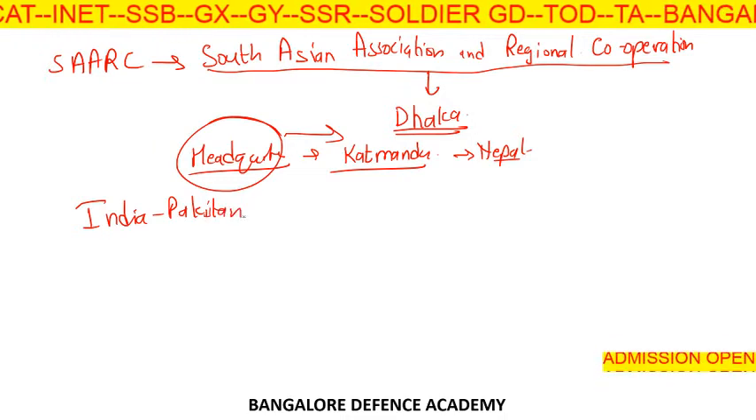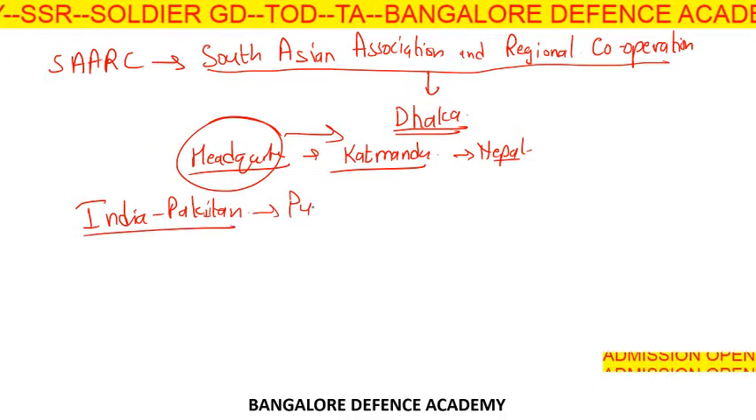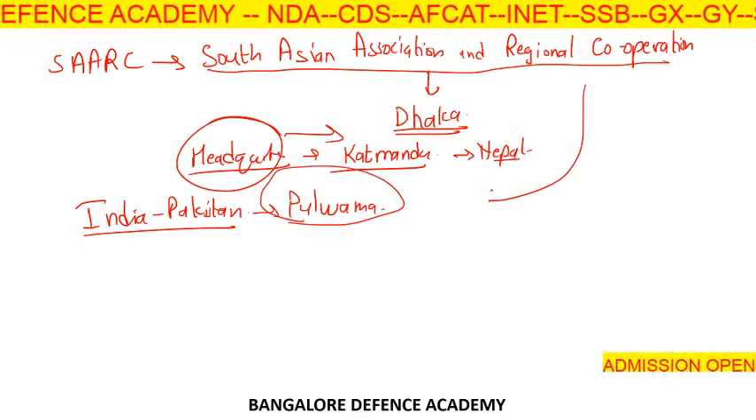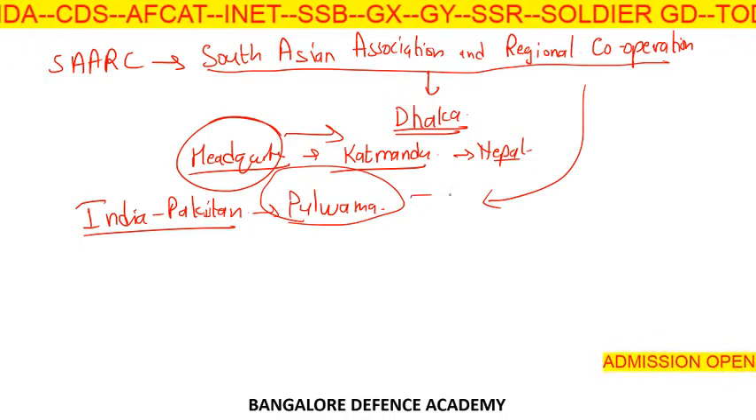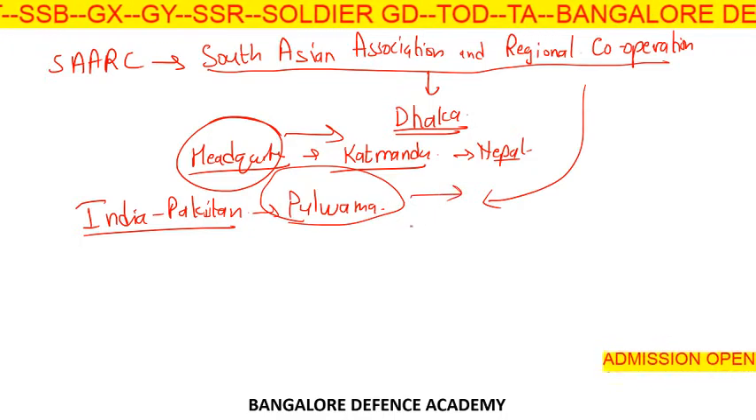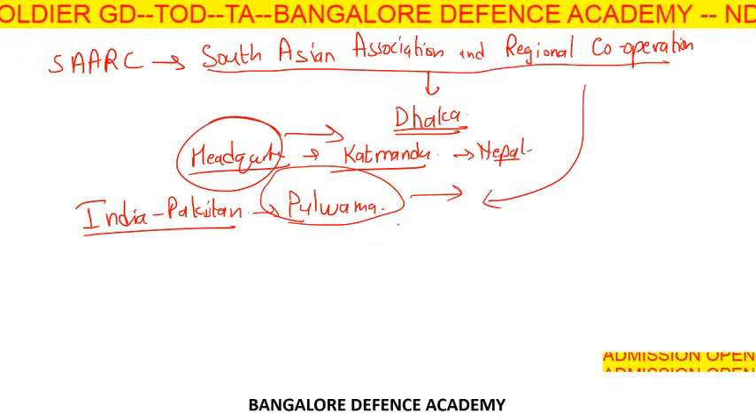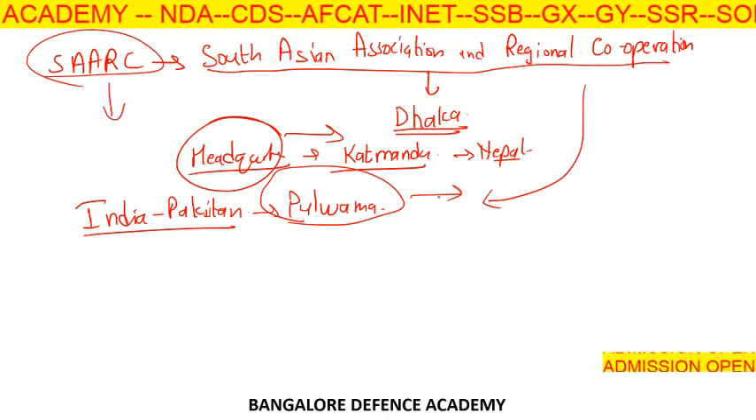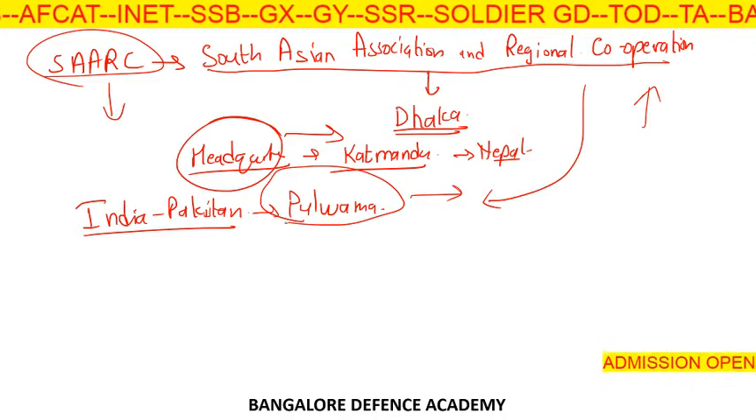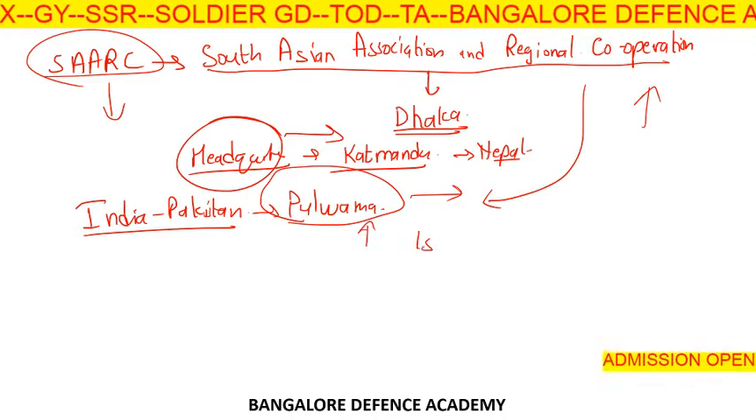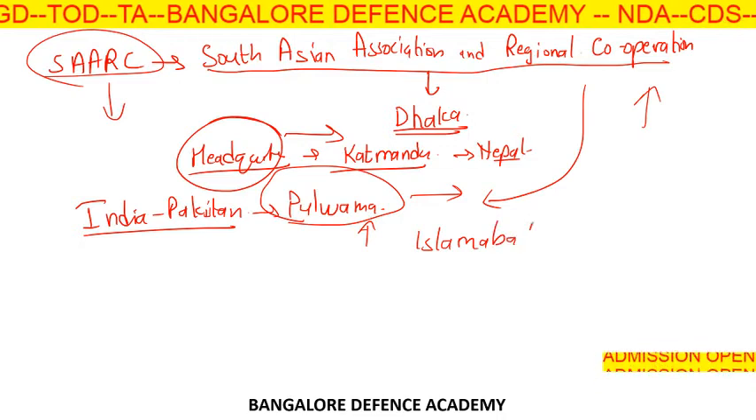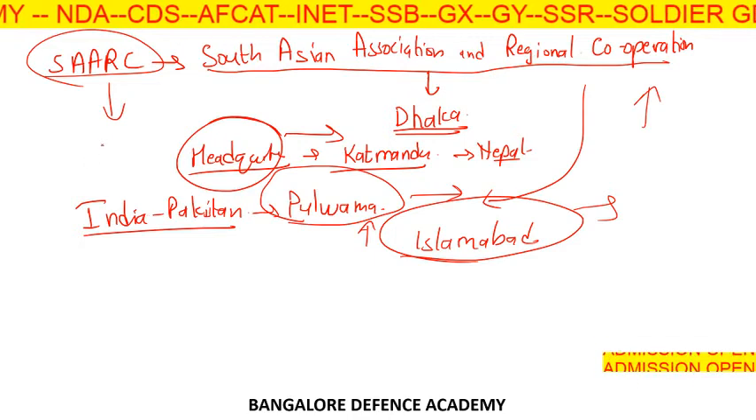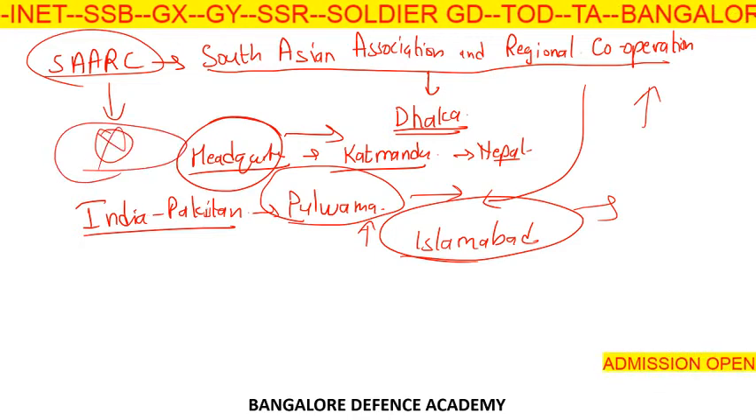Why? Because after the Pulwama attack, India strongly condemned the attack and requested all the SAARC members not to allow Pakistan to host any meeting. There was a meeting to be held in Islamabad for SAARC. Every year this meeting is held in different places, in different member nations. But after the Pulwama attack, the next meeting was in Islamabad. India boycotted it and requested the other nations not to participate. So from that time the SAARC meeting has not taken place. This is what is important.